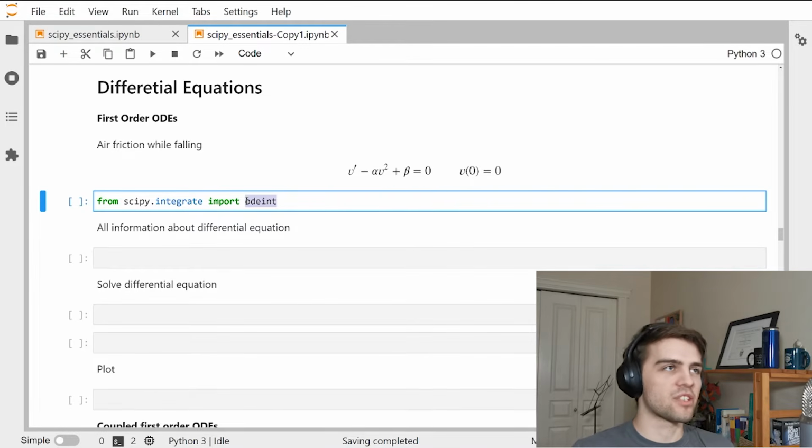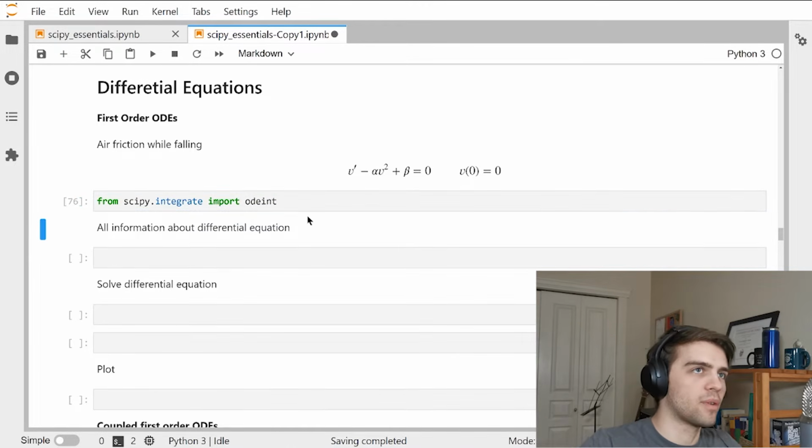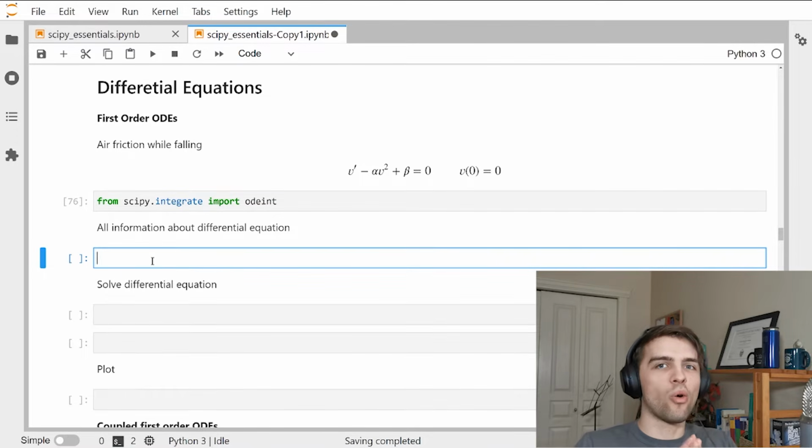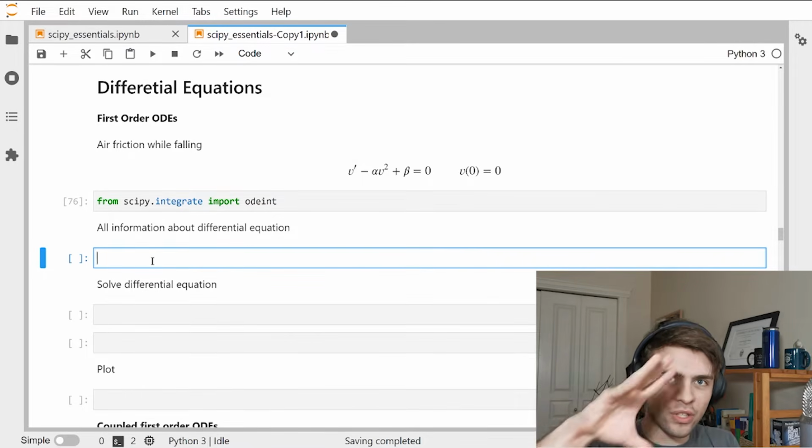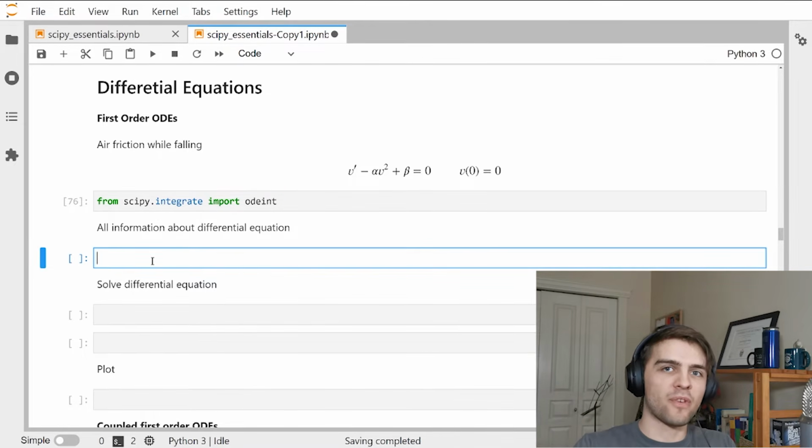And they basically work in the same way. So here I'll import odeint, and I want to solve this differential equation. So again, all we need to do as the coder is provide all the information about that differential equation, feed it to a SciPy function. SciPy will say, okay, I know everything about the differential equation.